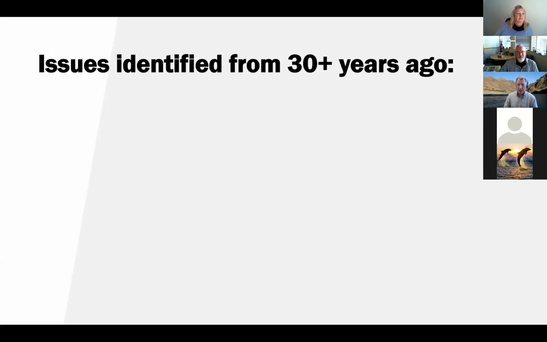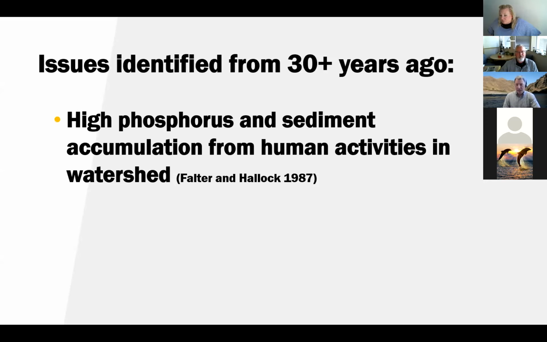So what I thought I'd do is have a look at what the issues were that were identified 30 years ago. That's from, well, 35 years ago if you go to '85. And that was high phosphorus and sediment, resulting from human activities in the watershed. And the study came about in response to complaints and concerns from citizens at Twin Lakes and surrounding areas that the lake was infilling with sediment and that there was increased algal productivity, potentially from nutrients.